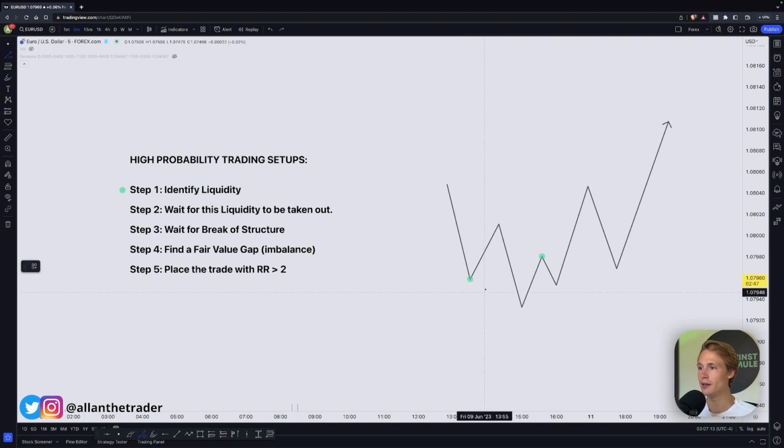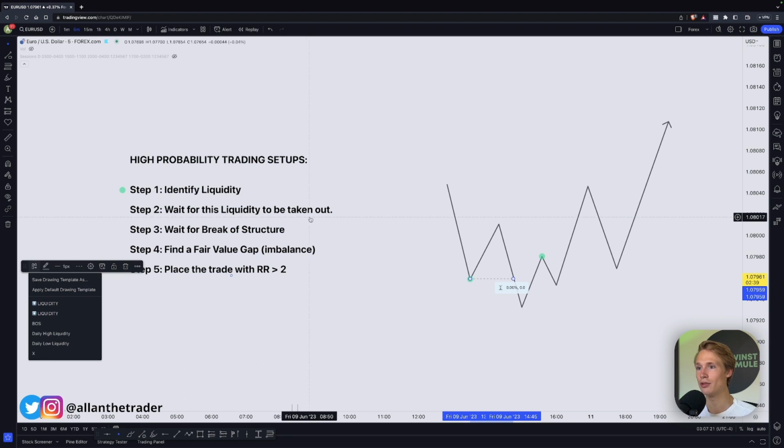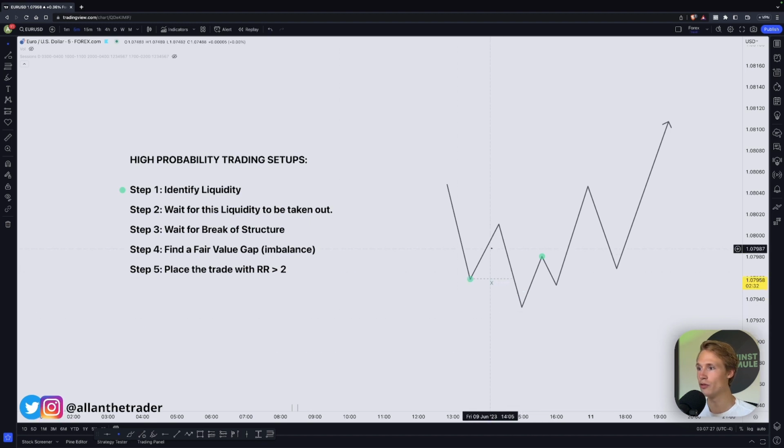You find a liquidity point like this. So this could be a low or a high. Then step 2 is wait for the liquidity to be taken out. So now we can see that liquidity has been taken out. Price moved through the liquidity. And you want to see a movement going all the way through the liquidity.